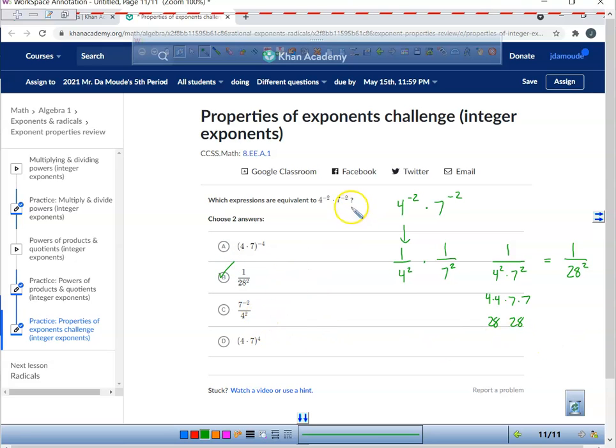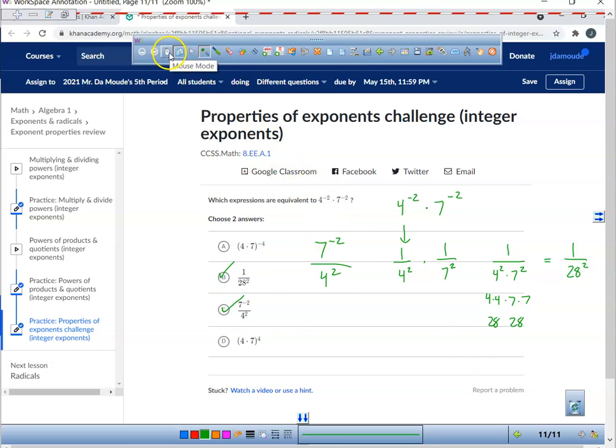And then if you kept this one in the numerator but moved the other in the denominator, you could rewrite it as this. If you move this down, that would be another answer that would work, that these are equivalent. Now, if you have calculators, you can literally type them in and see which ones they are.